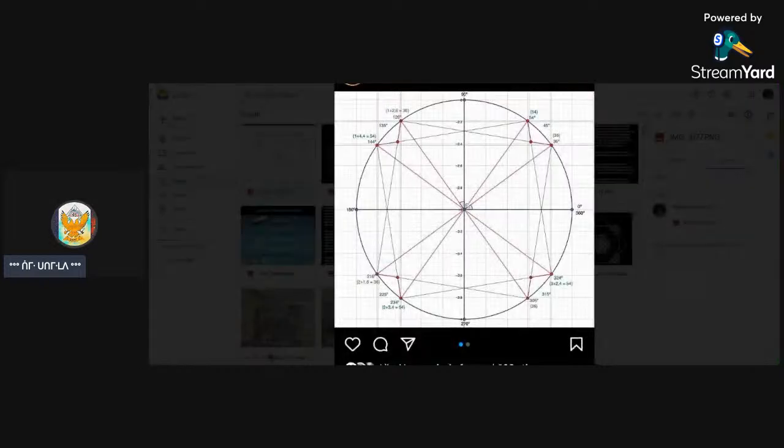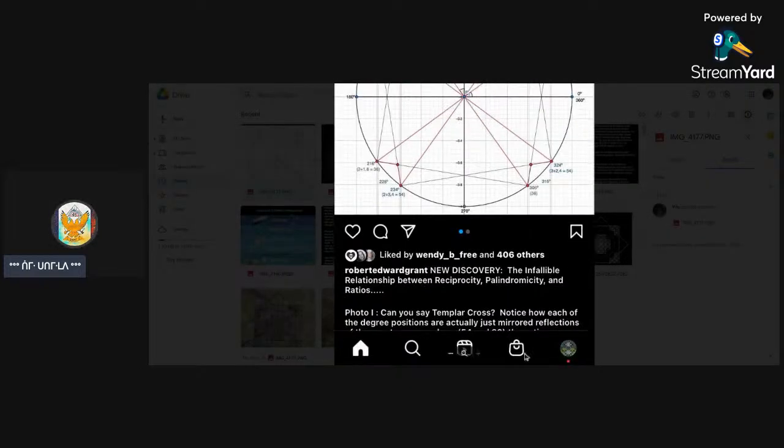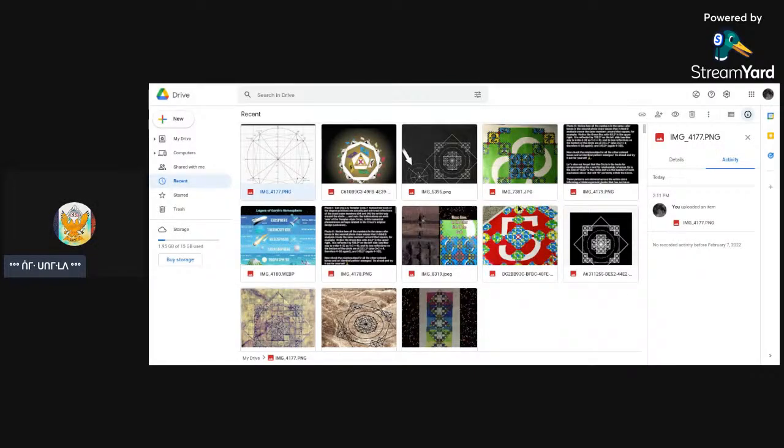So I'm going to go off and read his stuff that he has down here. It says, Robert Edward Grant, new discovery, the infallible relationship between reciprocity, palindromosity, I think I said palindromosity, and ratios. Photo 1. Can you say Templar cross? Notice how each of the degree positions are actually just mirrored reflections. Okay? Exactly like my work is, mirrored reflections. I think that it's this one that, no, it's this one up here.